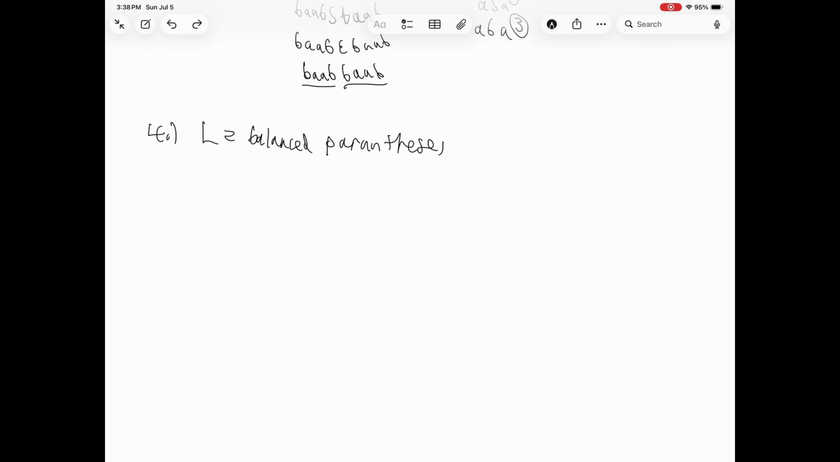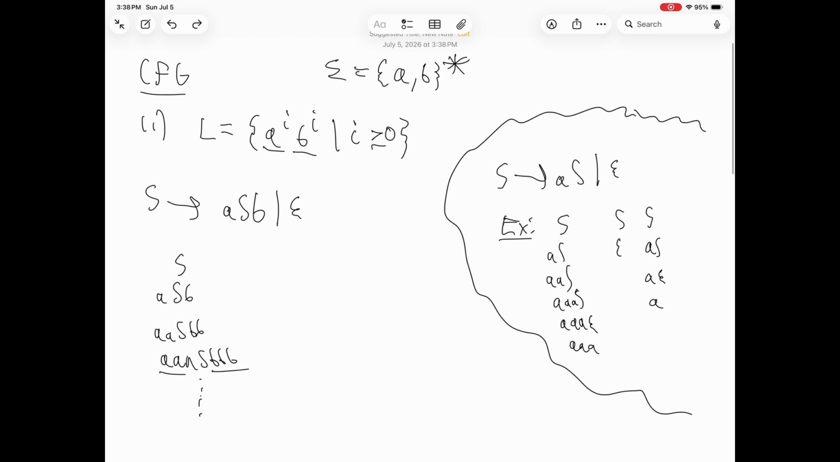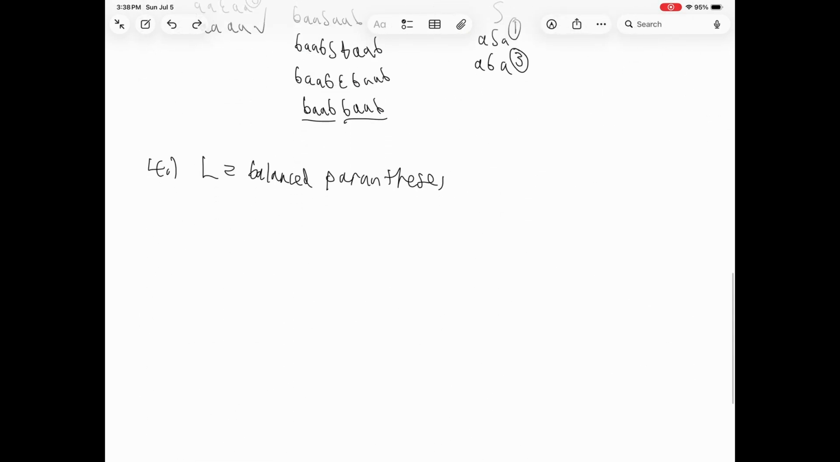Balanced parentheses. So, a common thing in programming, if you were to call, say, a Java function, you have object dot function and parentheses, but maybe inside those parentheses you have other things, like an array, and you just want to make sure that they're balanced.